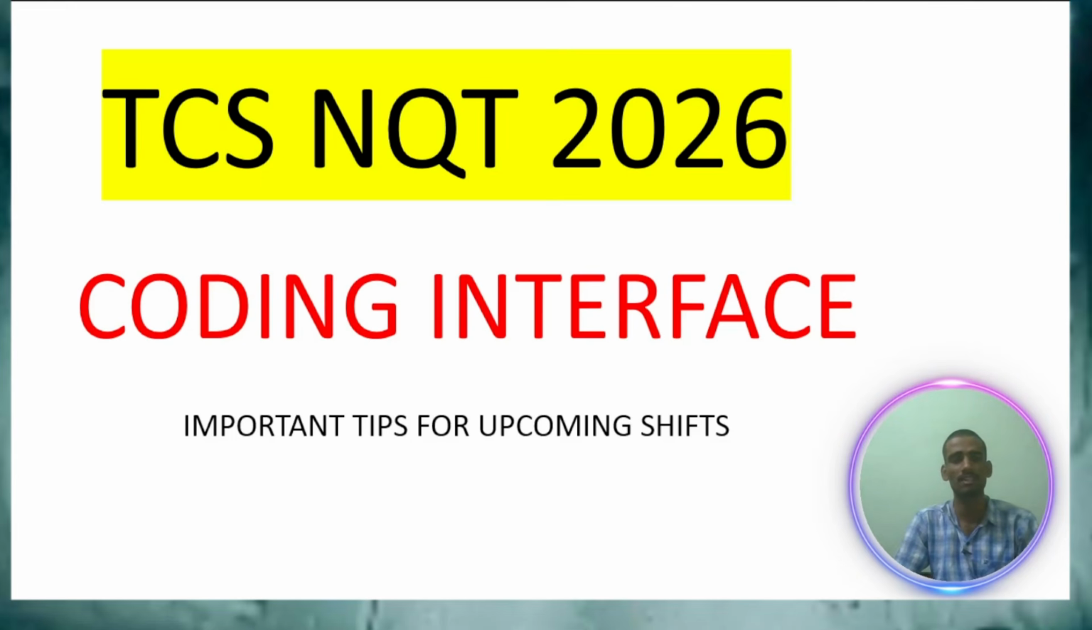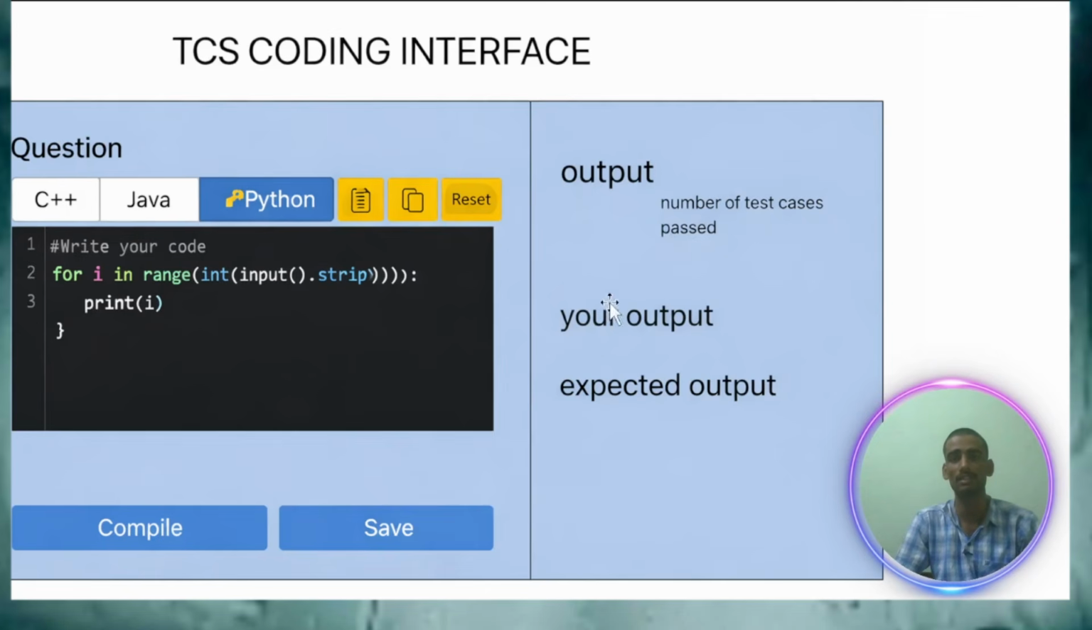First of all, let me make you aware of the coding interface and how it would be like. So this will be like your coding interface and here questions will be there and you can write code in C++, Java, Python, JavaScript and others. So यहाँ पर आपको बहुत सारा लैंग्वेज देखने को मिलेगा and remember you will not be able to do direct copy and paste. That's the important thing and you have to write the code from scratch.